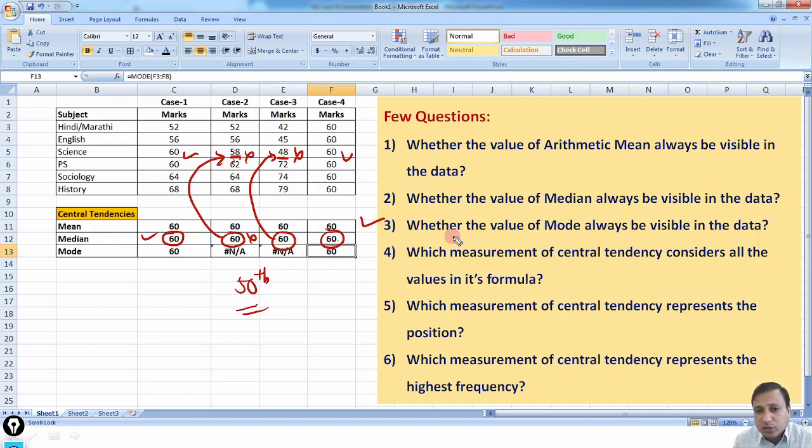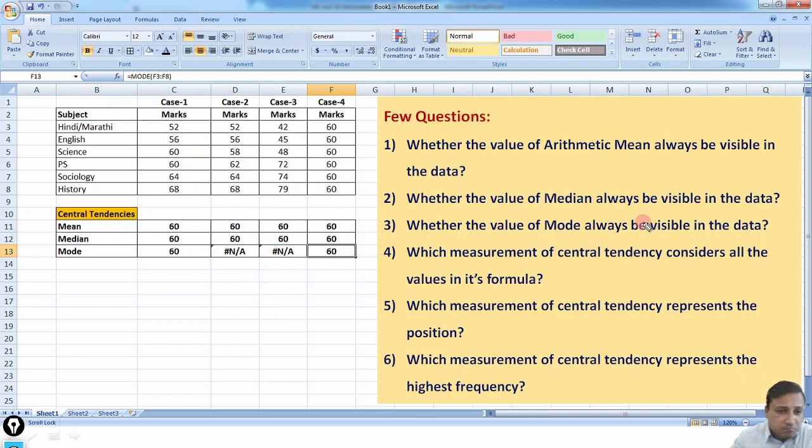Now the third question, whether the value of mode will always be visible in the data. Let's see. Here is the mode. If we have computed the mode, yes, it is visible here. Now here is an error message. Why? Because no mode is visible here. So if we are getting an error message, then the mode is not visible. If your mode is here, then the mode is actually visible. Fine. So the value of mode is always visible in the data.